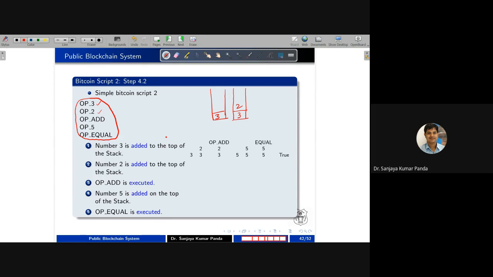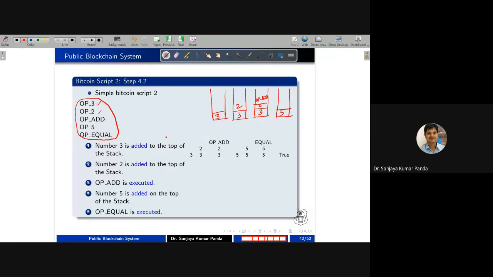Earlier our stack had 3. Now we have added 2 into our stack. Now OP_ADD says that you have to add these two, 3 and 2. What is OP_ADD going to do? It has to pop the two elements and perform the sum. Whatever sum is coming, 3 plus 2 is 5, that is going to be pushed into the stack.